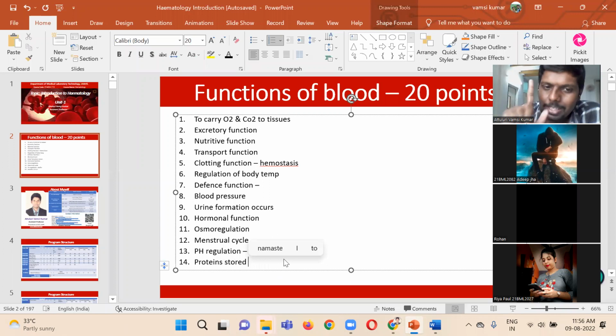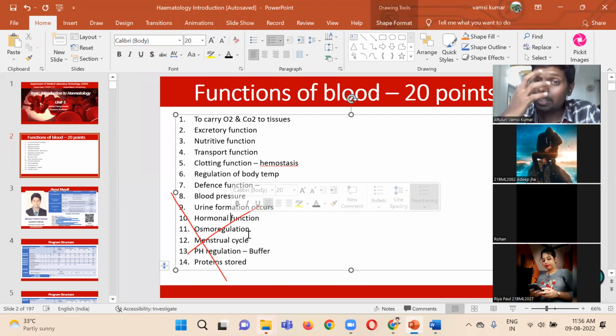Not all proteins, I'm telling you again. A few proteins need to be maintained in the plasma, the serum proteins, and these serum proteins will be present in the blood only. So serum proteins will be maintained in the blood.